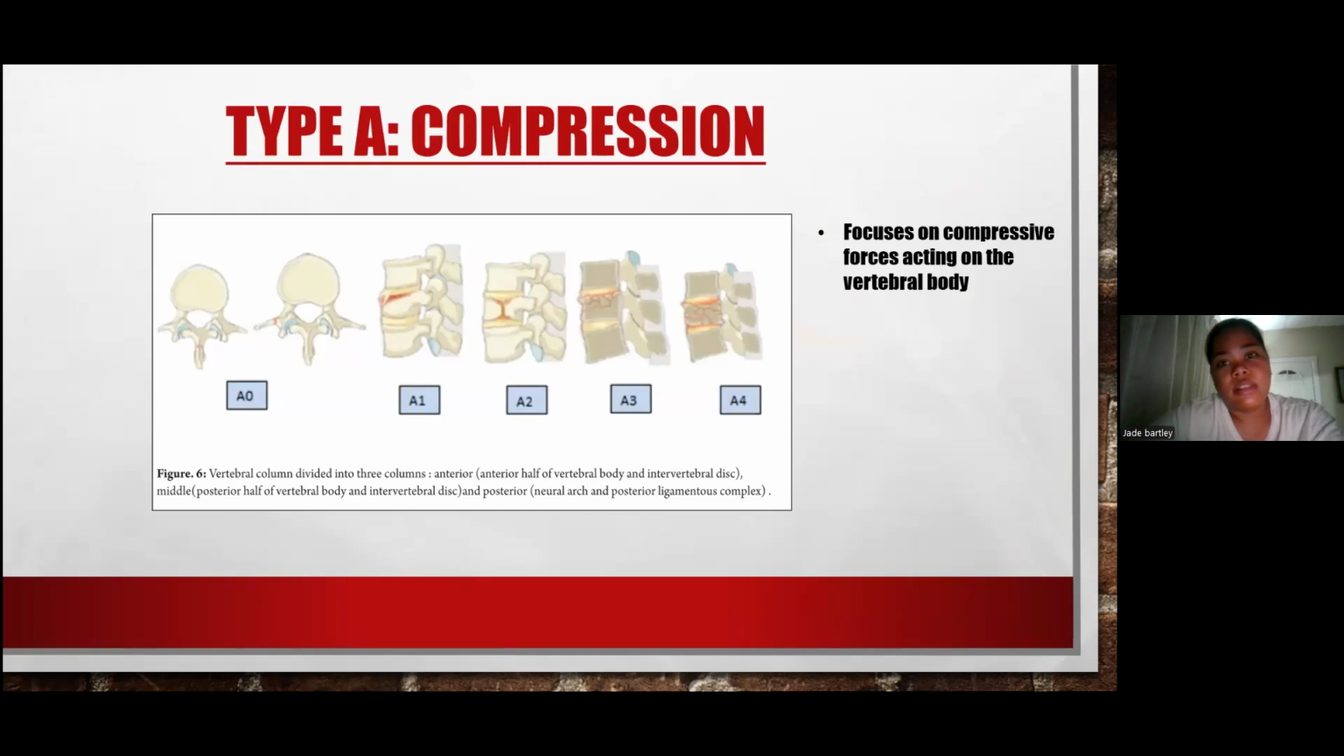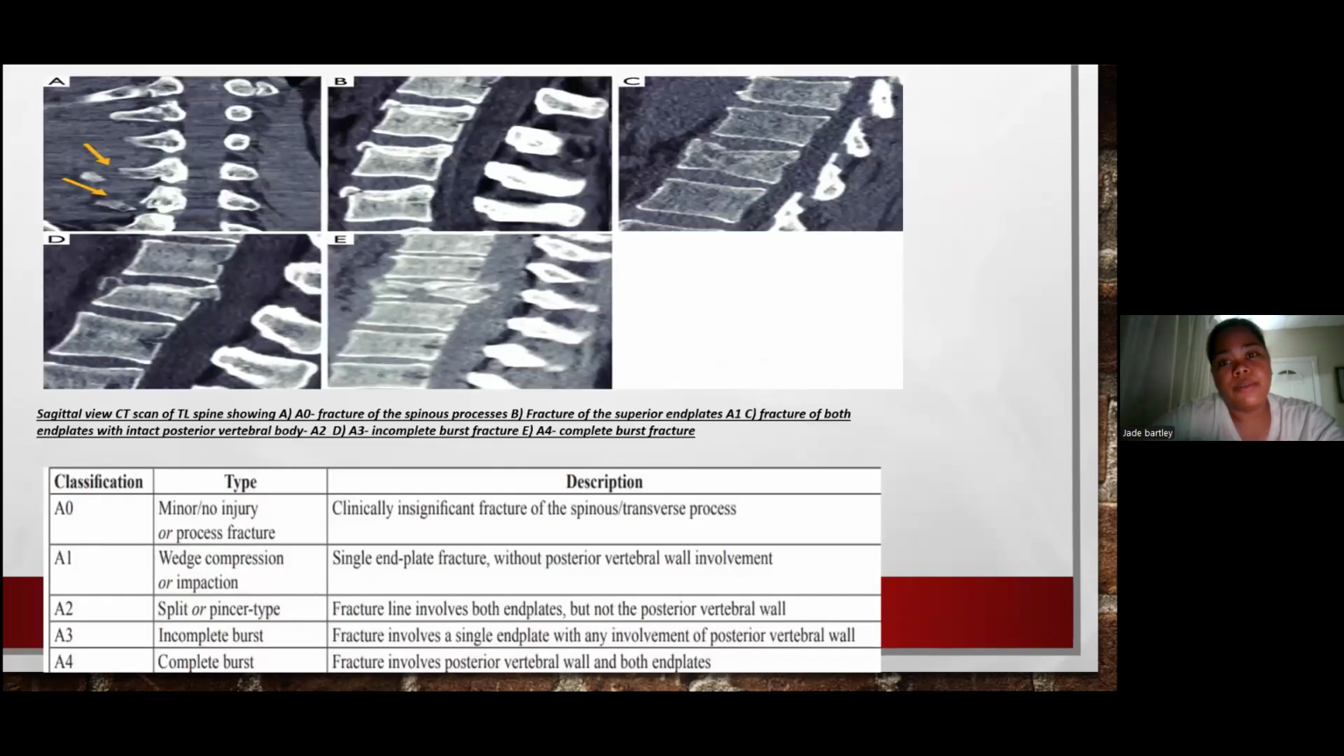So moving along to discuss type A. Type A is really a result of the compressive forces acting on the vertebral body, and it ranges from A0 to A4, right? A0 is a non-structural injury. It's clinically insignificant. The patients may usually have pain, but there's no concern for the patient's stability. Patients with this type of fracture, which is basically a fracture affecting the transverse process or spinous process, can actually be managed non-operatively.